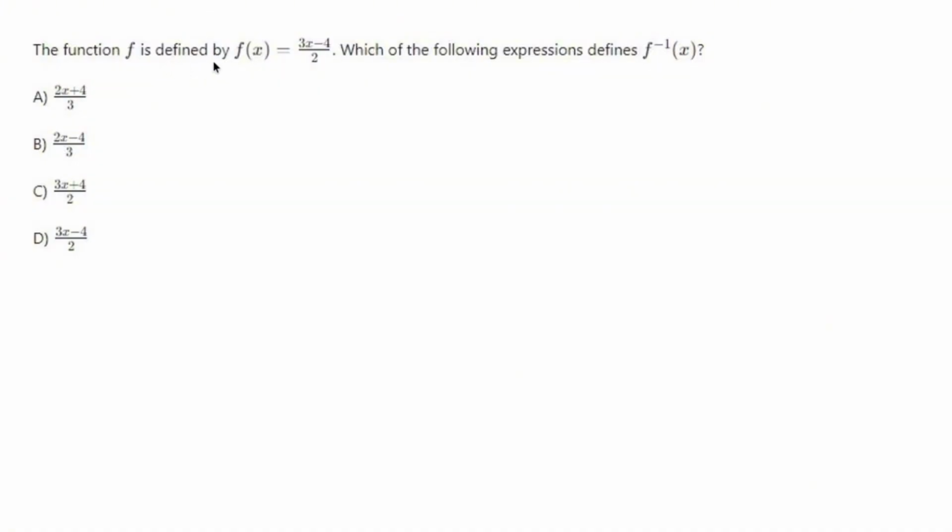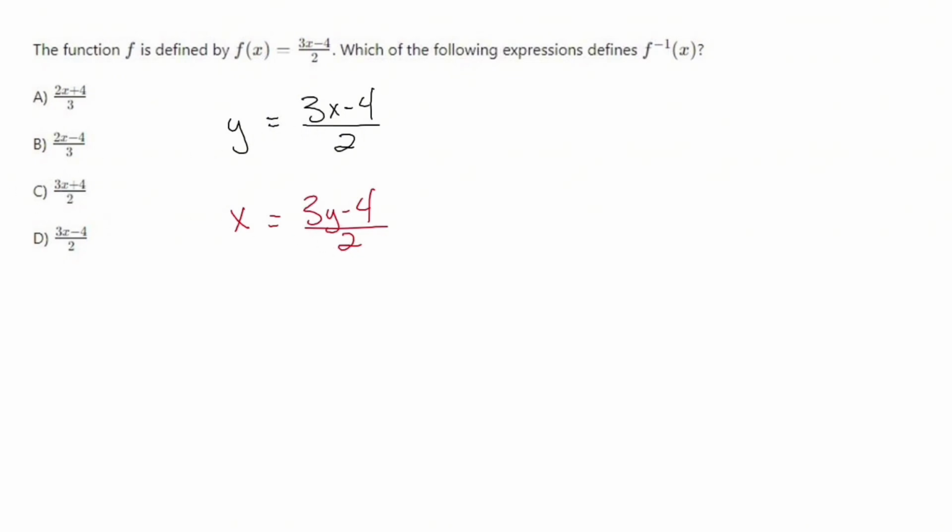The function f is defined by f of x equals 3x minus 4 all divided by 2. Which of the following equations defines the inverse? Alright, well, in order for me to find the inverse, I like to replace f of x with y and say y equals 3x minus 4 all over 2. The next step to find the inverse is swap the x and the y. So you are now x equals 3y minus 4 all over 2.